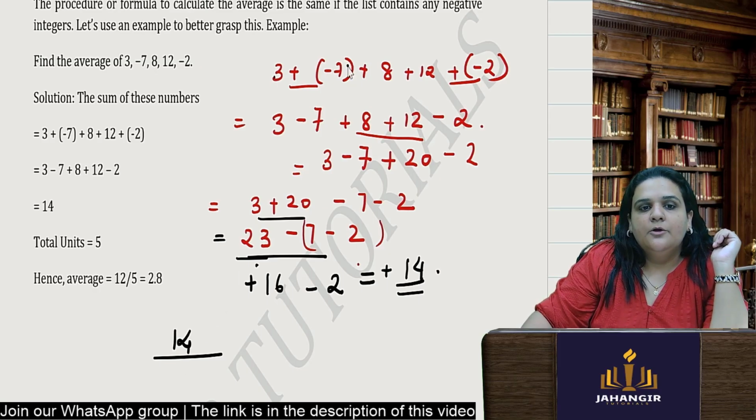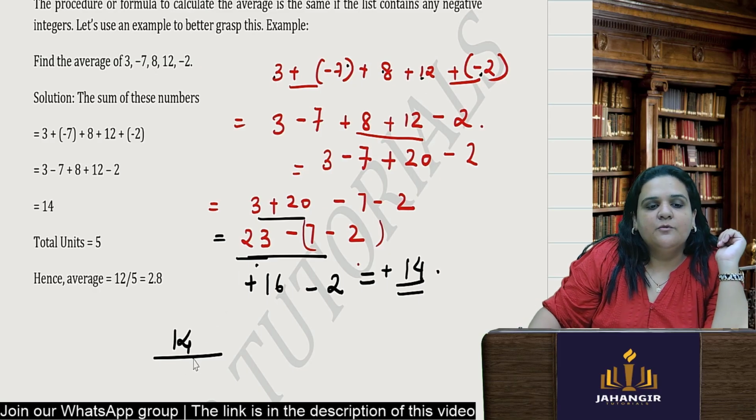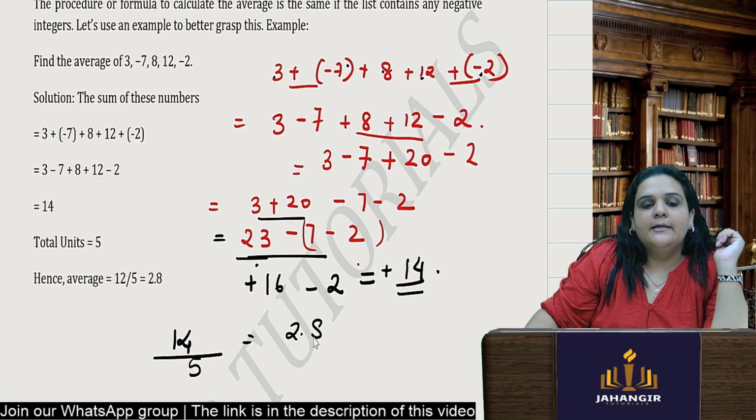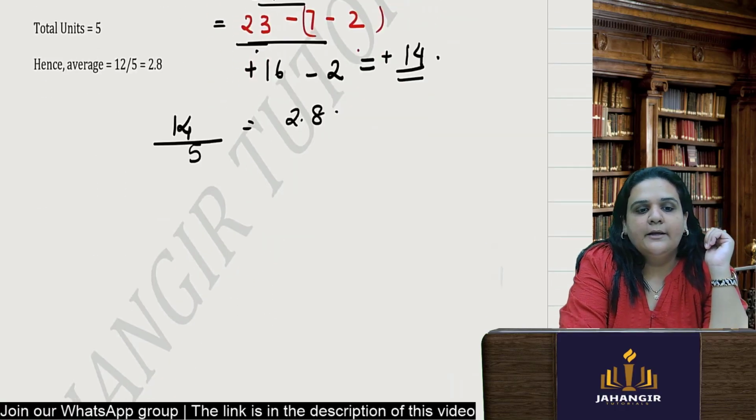So 1, 2, 3, 4 and 5. 5 observations. The answer will be 2.8. It is in decimals. Average is 2.8.